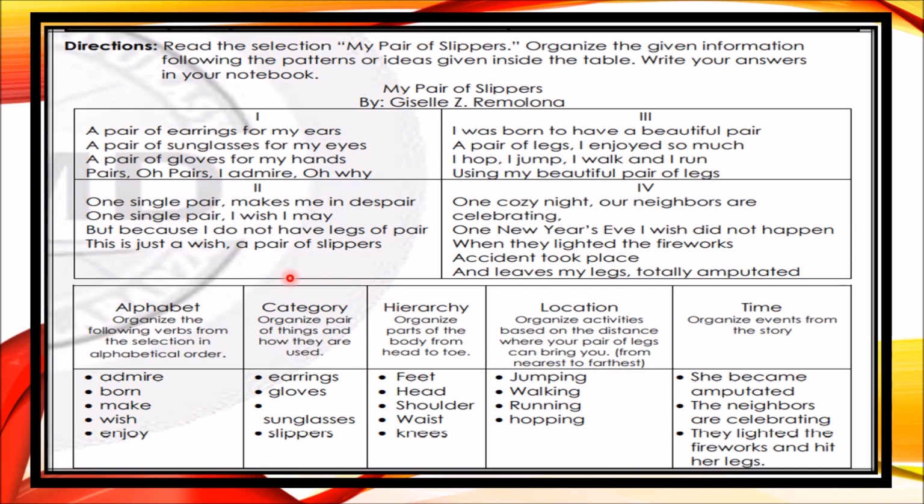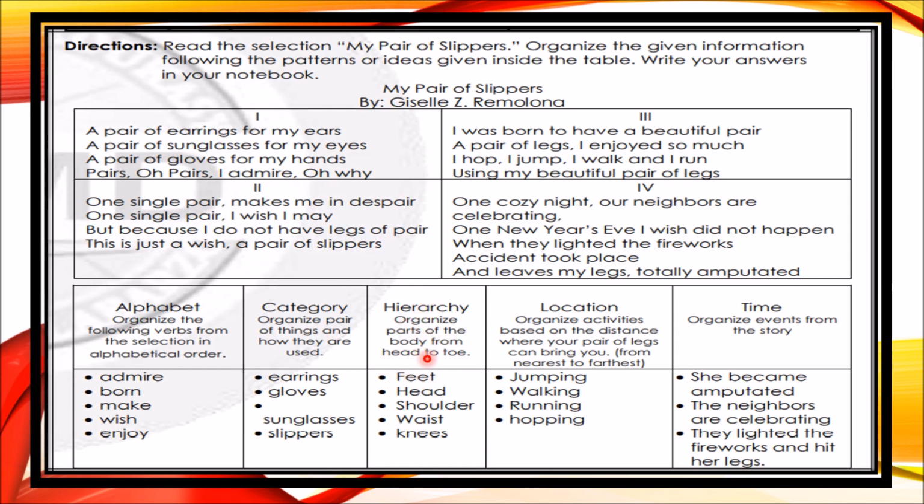Okay? How about the category? You organize the pair of things and how they are used. The earrings, gloves, sunglasses, slippers, how they are used. Organize the pair of things. Okay? Then for the hierarchy, organize the parts of the body from head to toe.